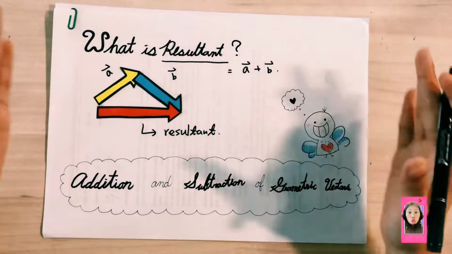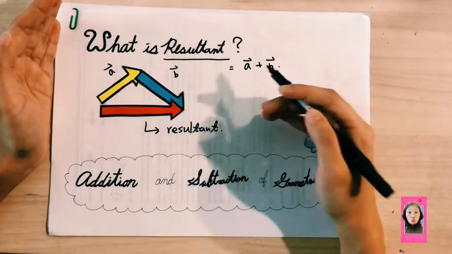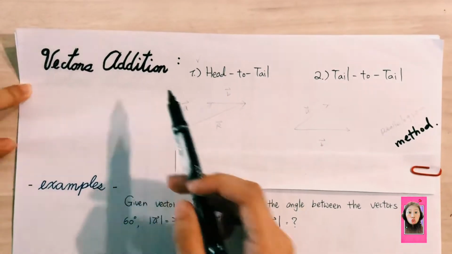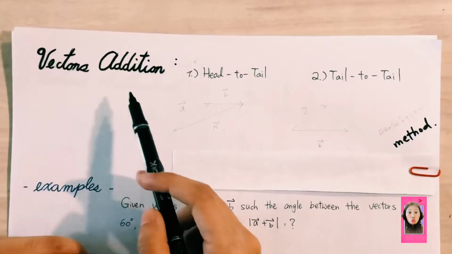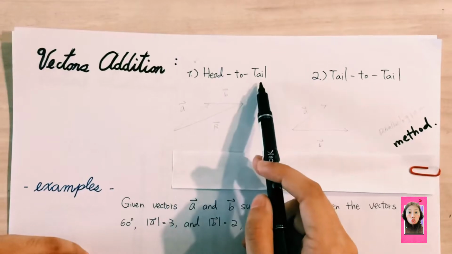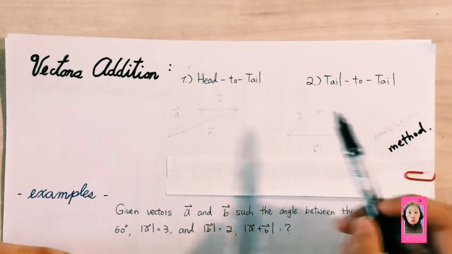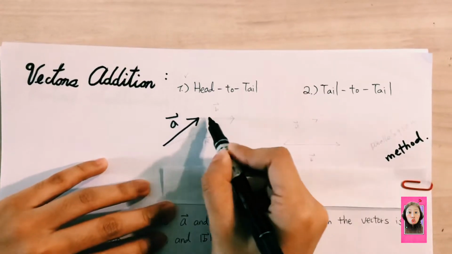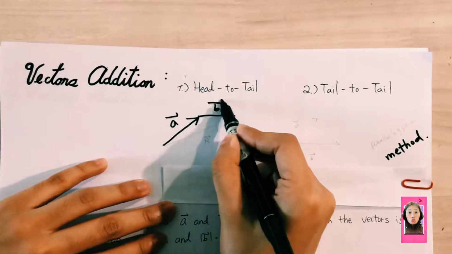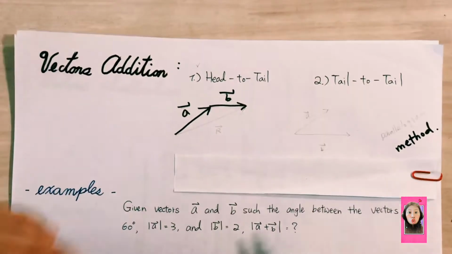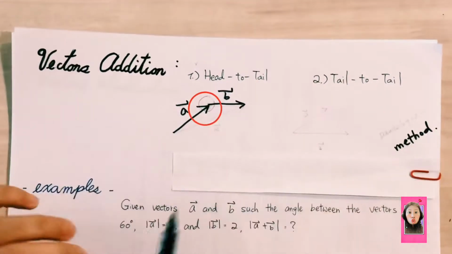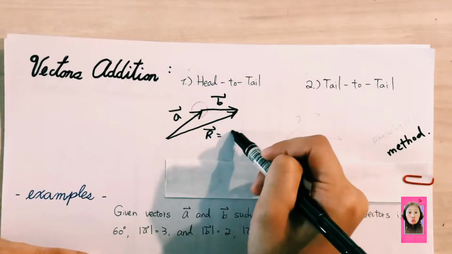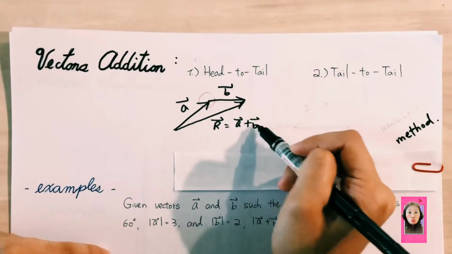Okay. Now I think you already learned what the resultant is. Next, let's talk about the addition and subtraction of geometric vectors. For vector addition, we have two methods: number one, the head-to-tail method; number two, the tail-to-tail method. For head-to-tail, here we have a vector A and here we have a vector B, and we add them head-to-tail. This is the head-to-tail, and this is the resultant, equal to A plus B.